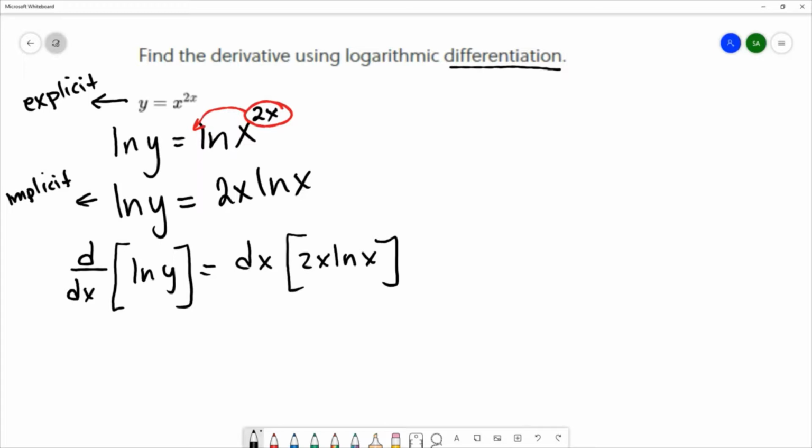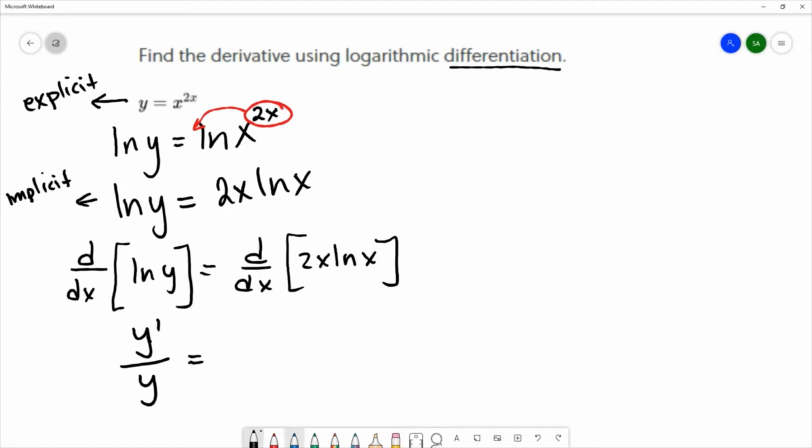And on the left, our variables don't match, so we're going to use the chain rule. The derivative of logs, we use the rule u prime over u. That's the derivative of the inside over the inside. So this is y prime over y, the derivative of the inside over the inside. And on the right, I wrote this incorrectly. Let me fix that. So that's the derivative with respect to x.